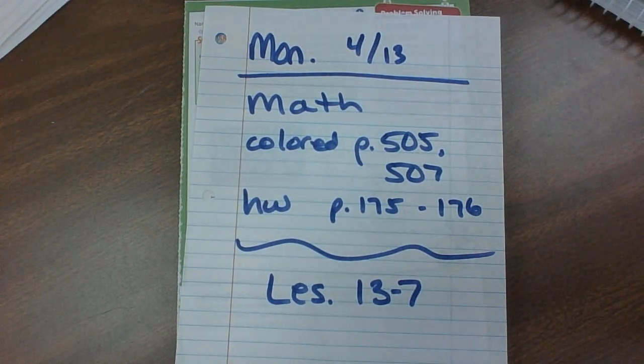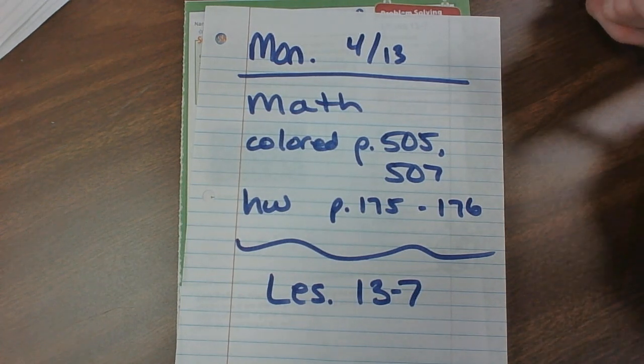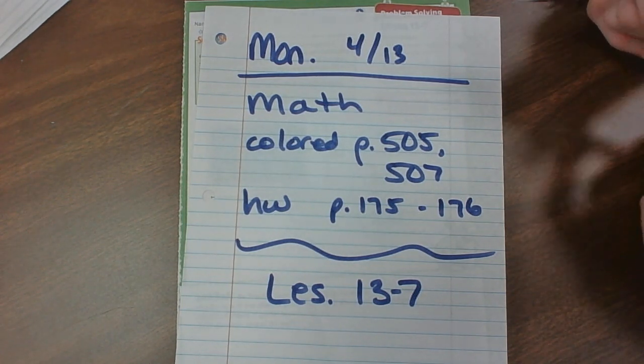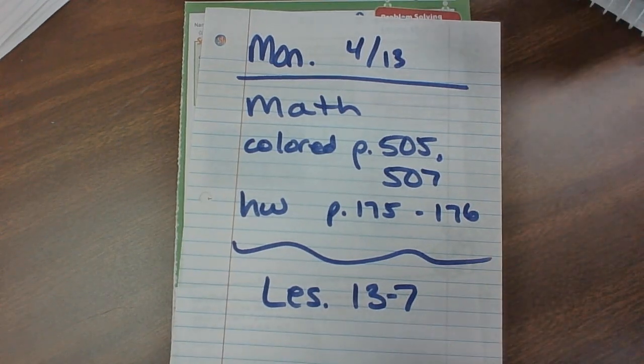We are dealing with math pages. Natalie, this is for you: colored pages 505 and 507, so get those out. Homework page 175, and then the front and back. Remember, when you send pictures to me, I just need the homework page, okay? This is lesson 13.7, by the way.